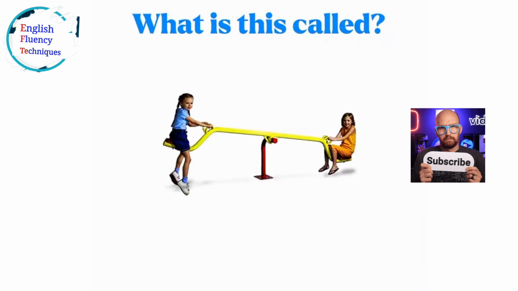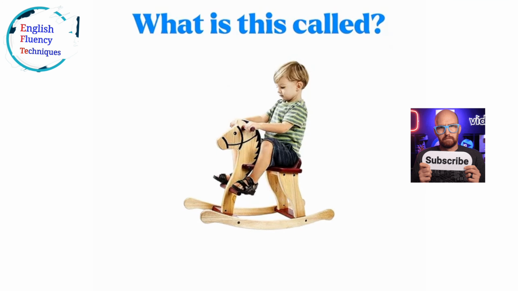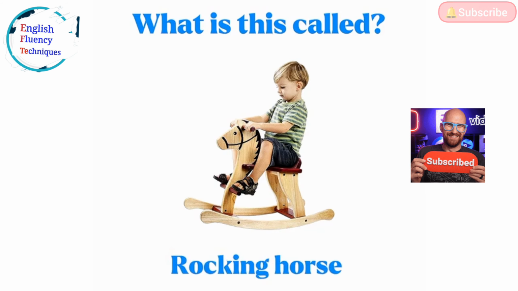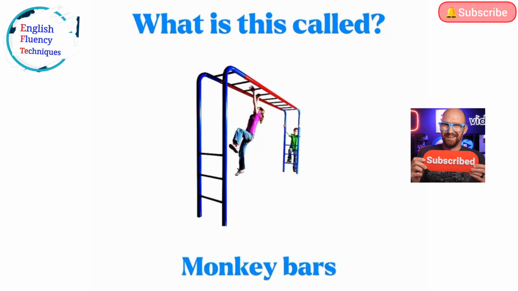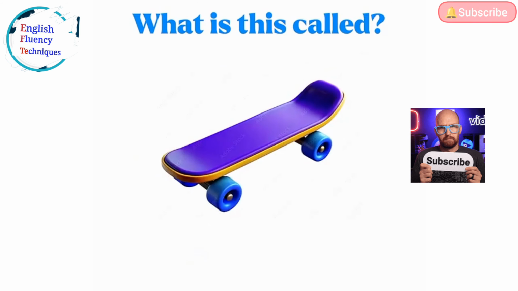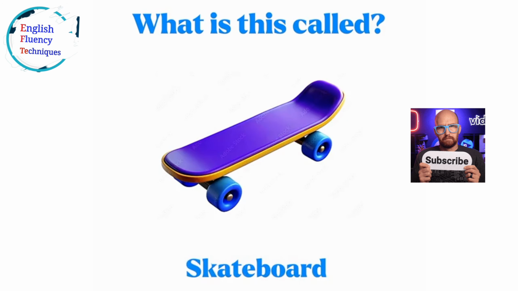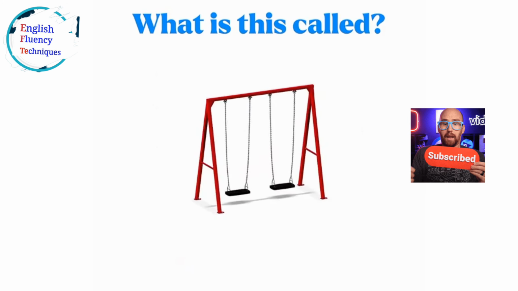What is this called in English? Seesaw. What is this called in English? Rocking horse. What is this called in English? Monkey bars. What is this called in English? Skateboard.